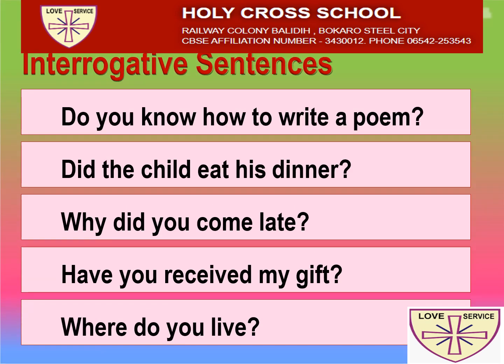Some examples of interrogative sentence. Do you know how to write a poem? Of course, this question did not begin with the WH word. It began with a verb. Next example, did the child eat his dinner? Why did you come late? See, this question sentence began with the WH word, why. And as the characteristic of interrogative sentences, it will always end with a question mark. Have you received my gift? Where do you live?